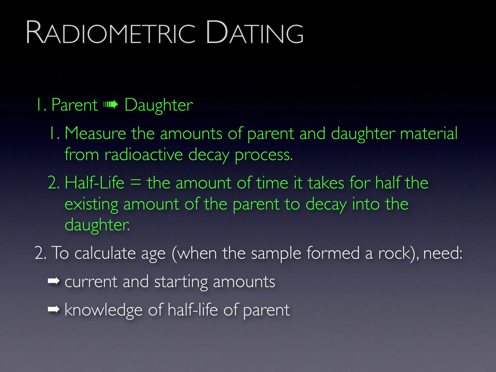Radiometric dating involves the decay, or nuclear transmutation, of an unstable parent nucleus into a stable daughter nucleus. The amount of parent and daughter nuclei present reveal how long a sample has existed.